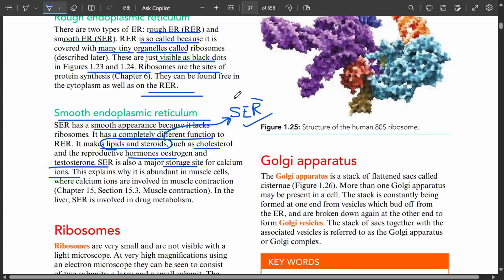They are most concentrated inside muscle cells. Why are they present so much in the muscle cells? Because calcium ions are involved in muscle contraction. And how are they involved? You'll study that in chapter number 15 of A2 biology. Got it?